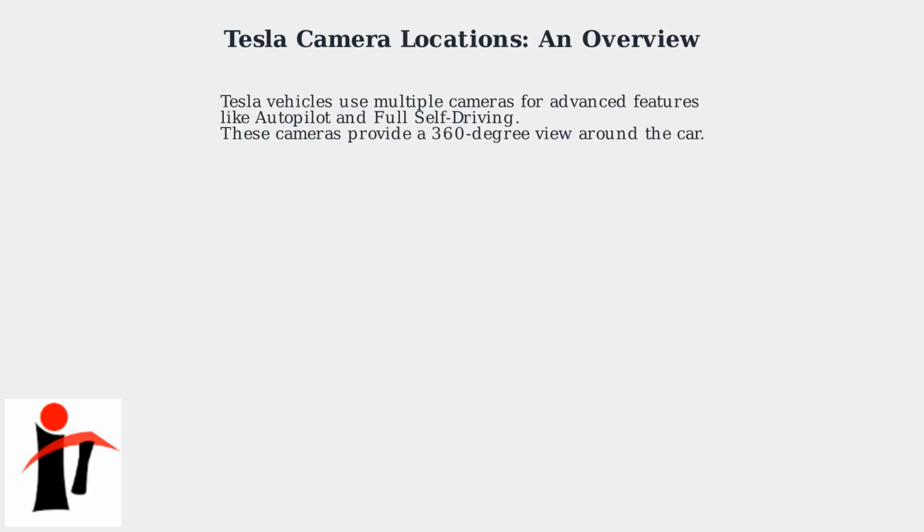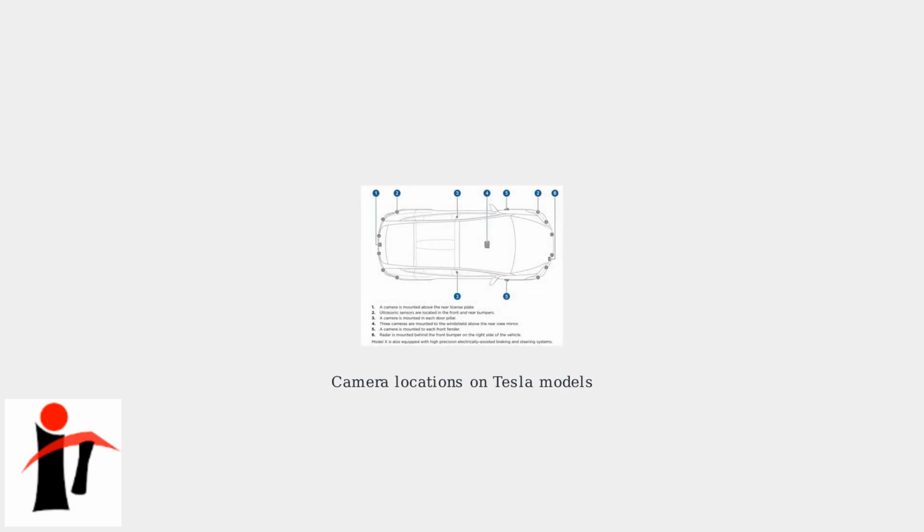Tesla vehicles use multiple cameras for advanced features like autopilot and full self-driving. These cameras provide a 360-degree view around the car. This diagram shows the typical camera locations on Tesla vehicles. Here are the main camera locations highlighted: front cameras on the windshield, side cameras replacing mirrors, rear camera for backup, and cabin camera for driver monitoring.